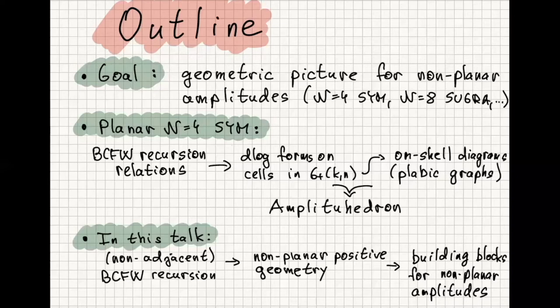So in this talk, we will take a certain attempt to generalize this story beyond the planar limit, beyond planar plabic graphs and on-shell diagrams. And we will use a physics approach to calculate scattering amplitudes called the BCFW recursion relations. We will consider one version of it, which is normally not used because it expresses planar amplitudes in terms of non-planar objects. Normally we don't like it because we would like to preserve planarity, and preserve symmetries which are related to planarity. But now we will purposely not do it.